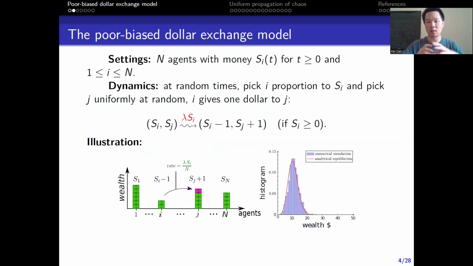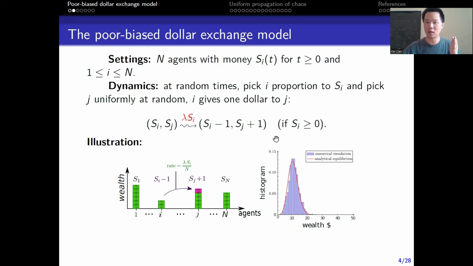So basically, the dynamics consists of the following. You pick two random agents. The agent i is called the giver and agent j is the receiver. We're going to pick agent i according to a specific rule. That is, you pick the agent i, the giver, proportional to the amount of wealth he or she has. And you pick the agent j uniformly at random. Then basically, i gives j a dollar. So this is very simple. You pick two random agents i, j, and i gives j a dollar as long as agent i has a dollar.